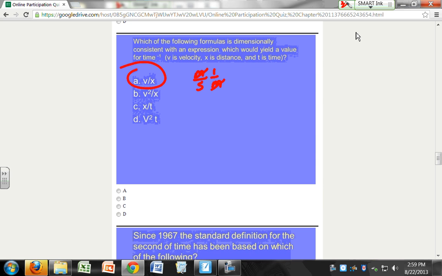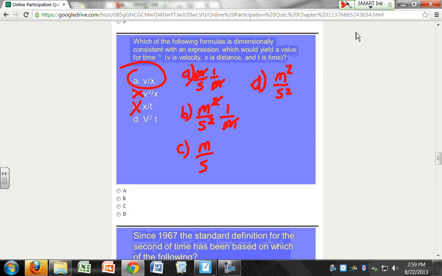All right, let's go ahead and look at the rest of these, though. V squared over x, that's meters per second squared over meters, so one of those meters cancels and leaves me meters per second squared. So B is not the right answer. Let's look at C. X over T is meters per second. That's not 1 over seconds. And D is V squared T. That's meters over second. Both of them are squared times second.